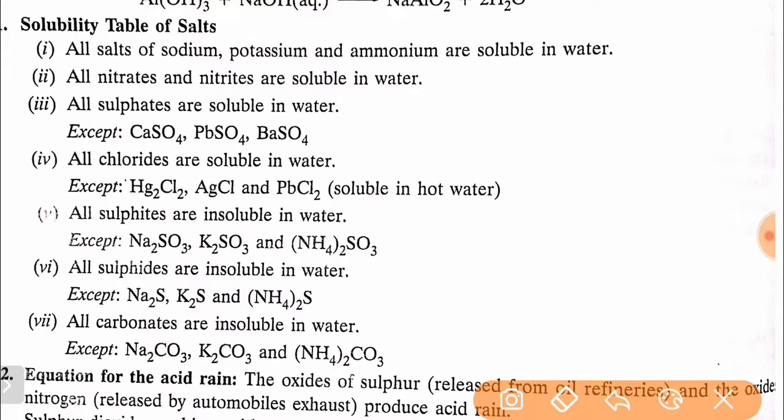All sulfides are insoluble in water. These things you have to understand and remember, what is soluble and what is insoluble. So sulfides of these salts are always insoluble in water. Carbonates are also insoluble in water.